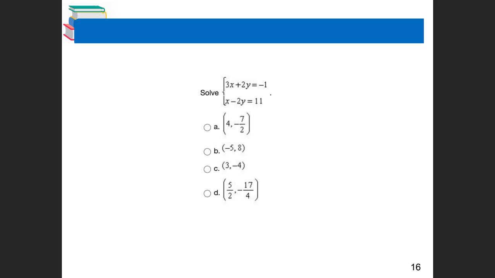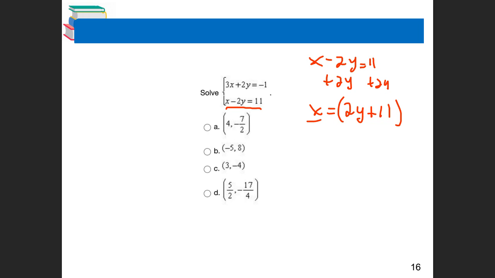In this problem, again, I don't have one of the equations written as y equals or x equals. So I'm just going to take the second equation. I have x minus 2y equals 11. I'm going to add 2y to both sides. So I end up with x equals 2y plus 11. Now, the reason I did that is so now I have what x equals. So in the other equation, I'm going to plug that in right there where the x is. I'm going to put 2y plus 11. So this is going to be 3 times 2y plus 11 plus 2y is equal to negative 1.